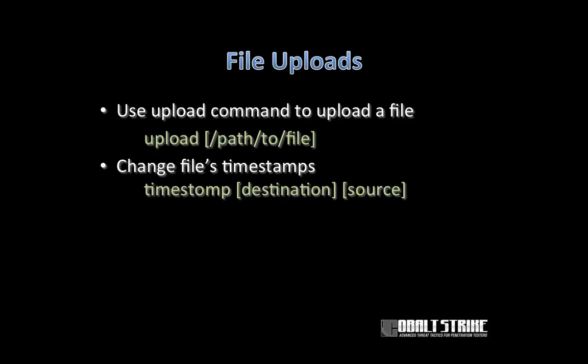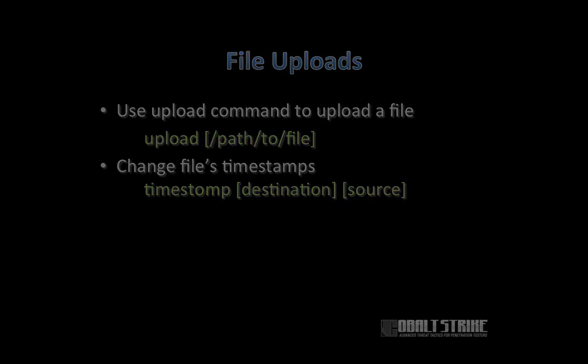Use the upload command to upload a file through Beacon, okay? When you upload a file, Beacon will keep track of the MD5 hash of the file and make that available in its reporting. It will also note the MD5 hash of that file in its logs. Now, if you need to, you can use the timestamp command to change the timestamps of the file you uploaded. Just do timestamp, the file you want to update, and the file that you want to pull timestamp information from. This is a great way to make any persistence you install blend in.